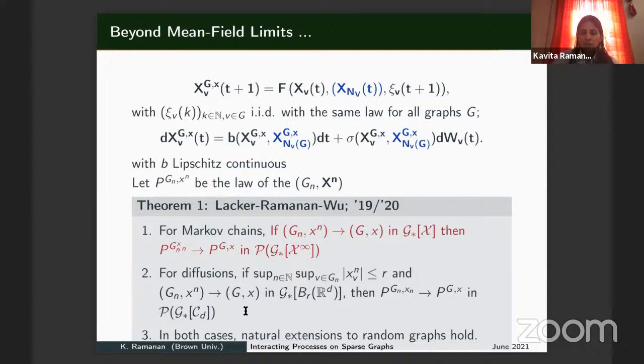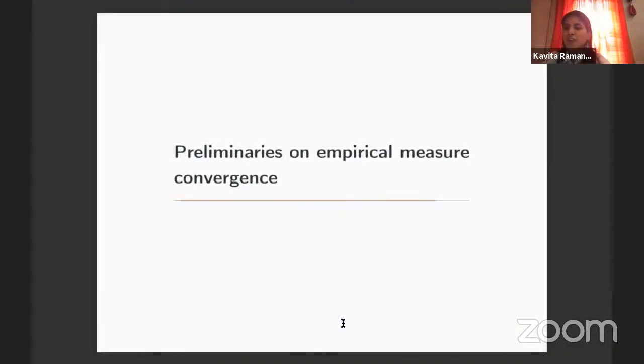Yes. Okay, so this was all stated for deterministic graph sequences converging locally, but you can also allow random graphs. I just didn't want to put the notation there, it just gets strong. Okay, so I will start with the empirical.